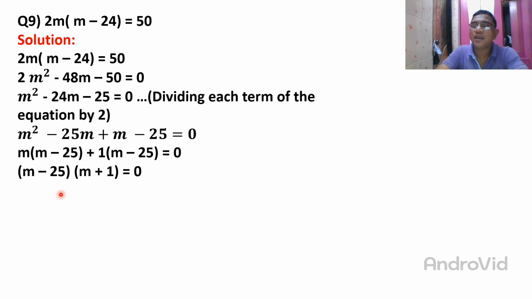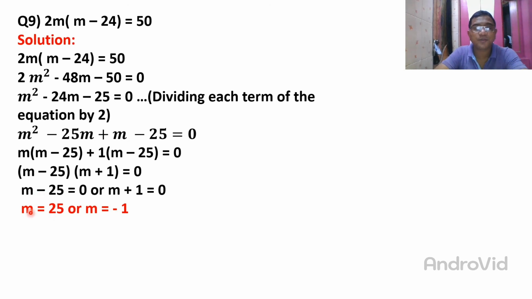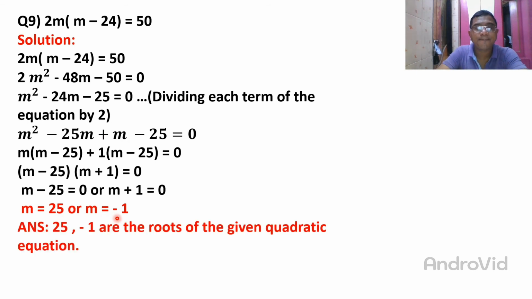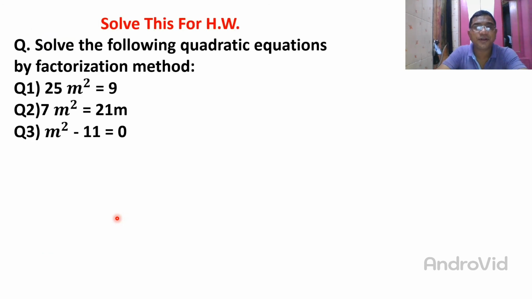First possibility, m minus 25 is equal to 0. Second possibility, m plus 1 is equal to 0. Minus 25 goes across, plus 25. So m is equal to 25. Plus 1 goes across, minus 1. So m is equal to 25 or m is equal to minus 1. That is the answer you are getting. So 25 and minus 1 are the roots of the given quadratic equation.